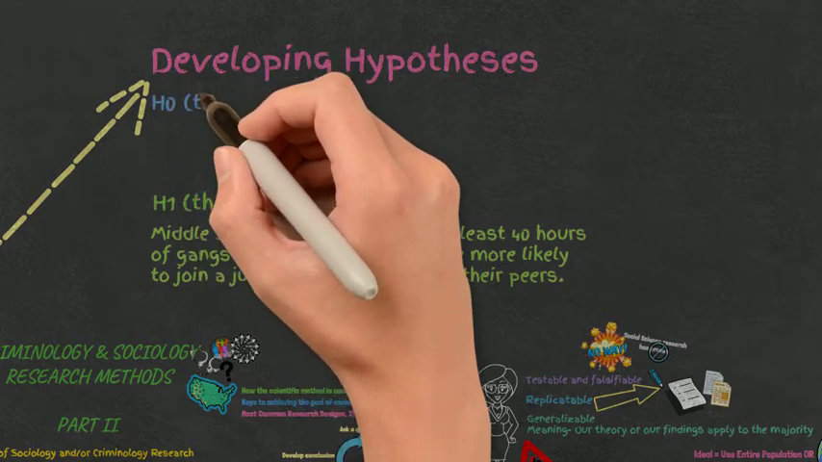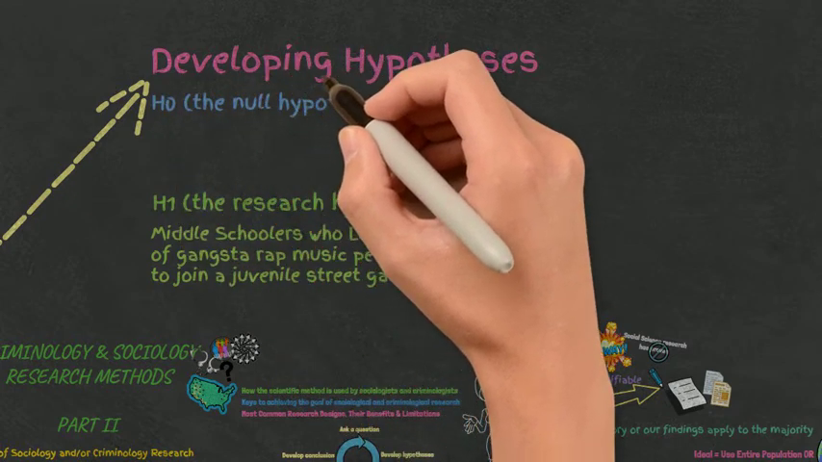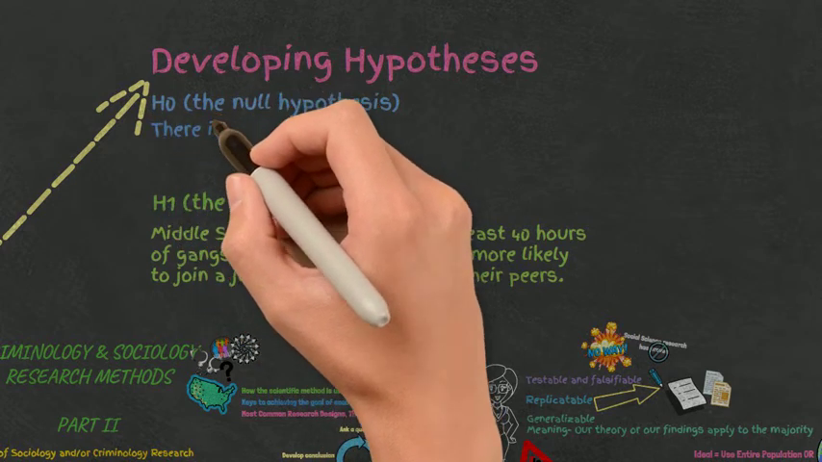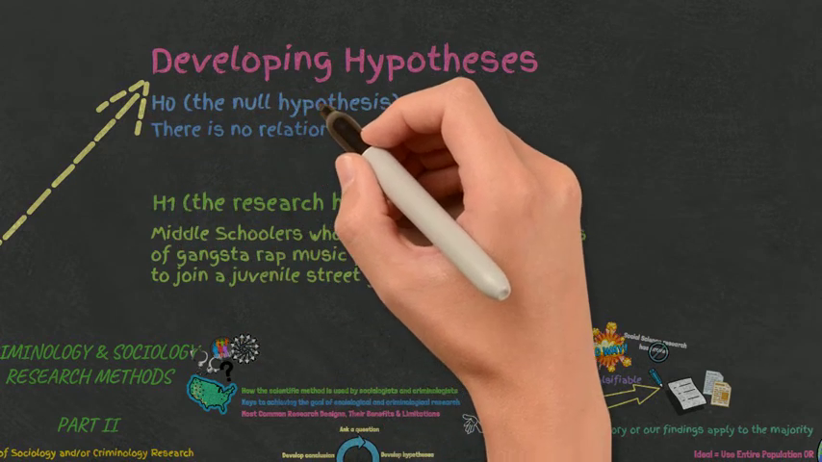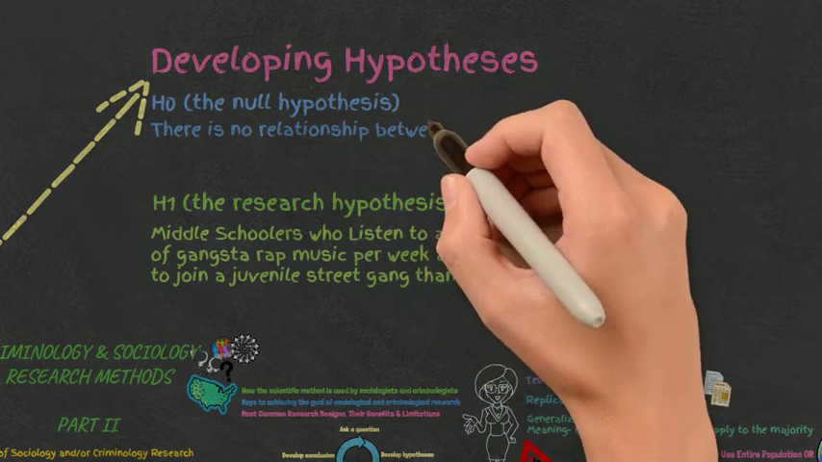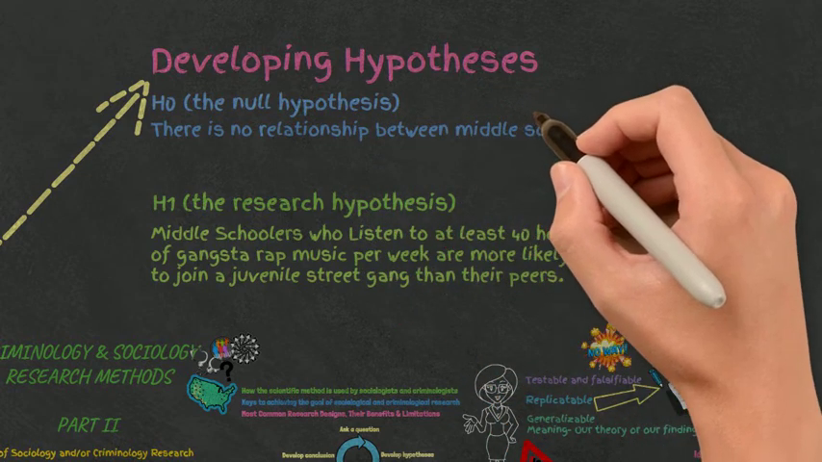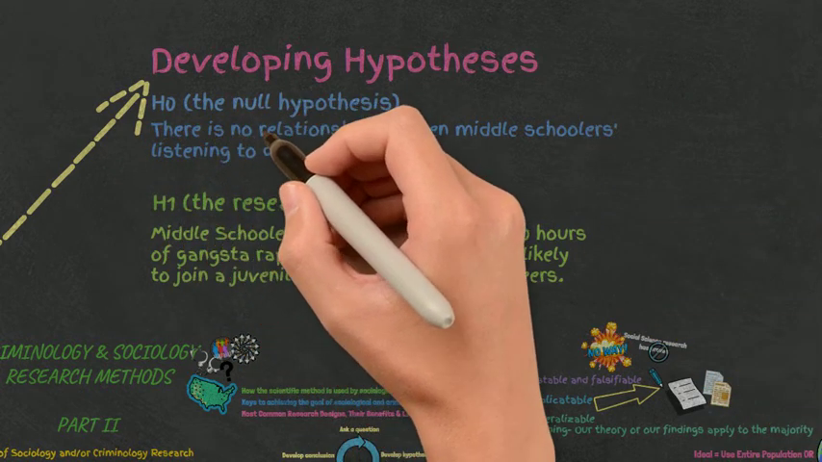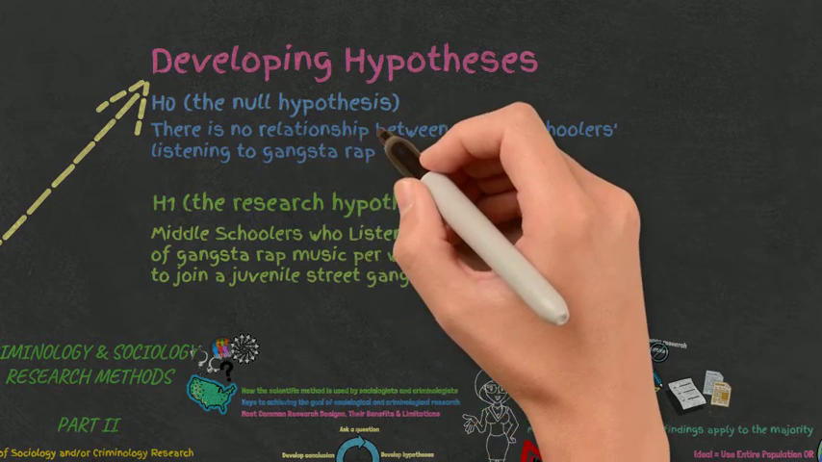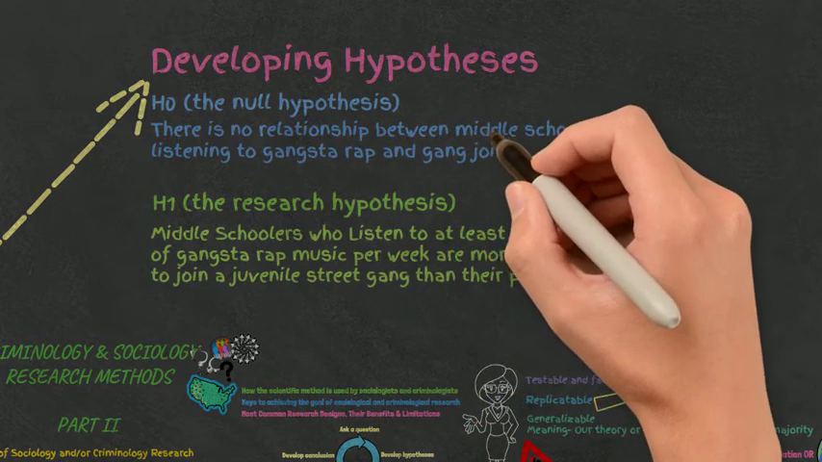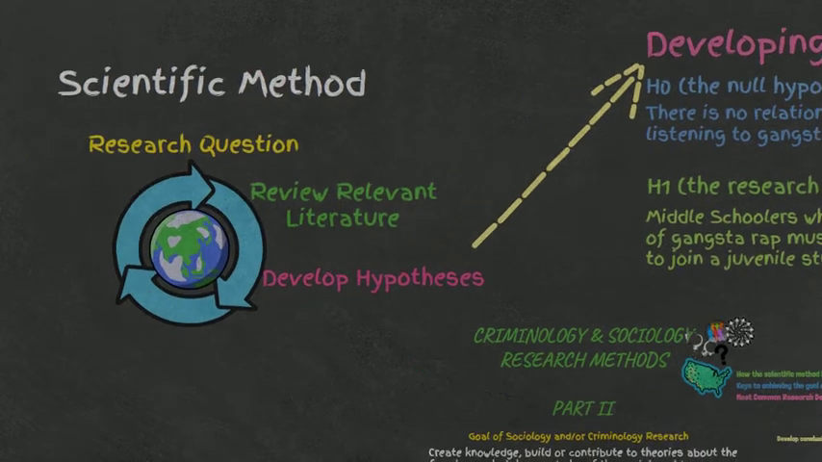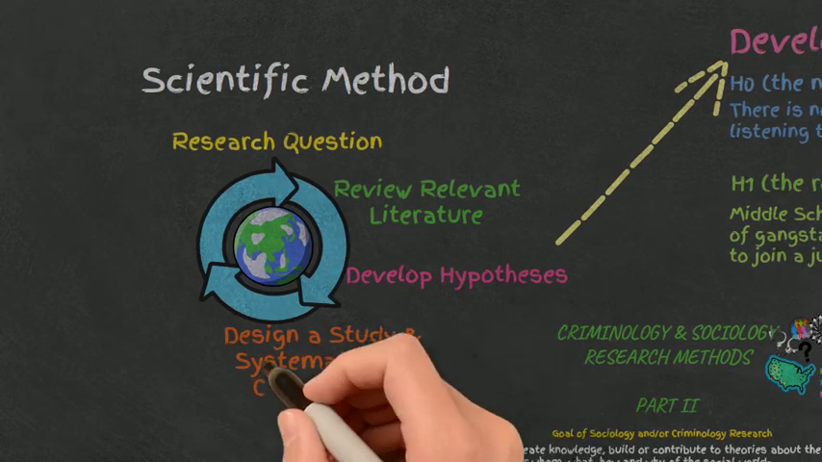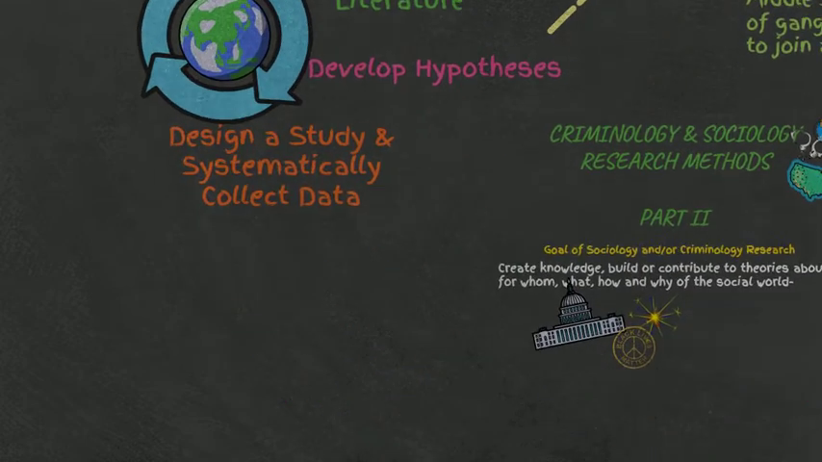In social science research, when we have a predictive or a causal question, the null hypothesis is there, but it's not always stated in writing. The null hypothesis simply states that there is no relationship. So in our case, the null hypothesis is that there is no relationship between middle schoolers listening to gangster rap and gang joining. Now we have our research question. We know what other studies have found and how they've added to the field's knowledge. We have our hypothesis. So here, we can begin to design a study and systematically collect our data.